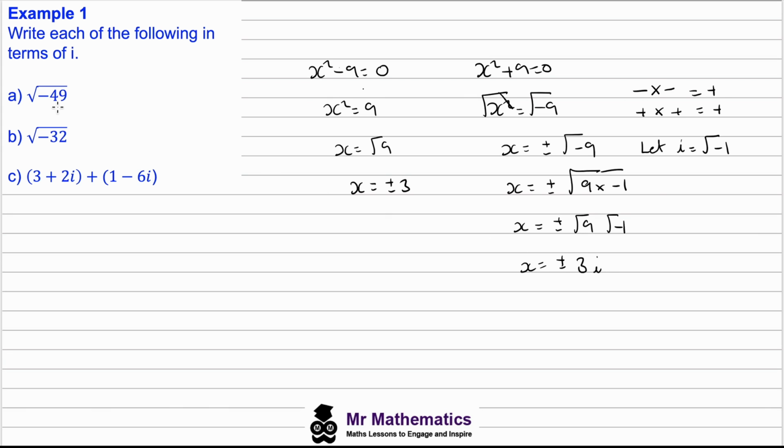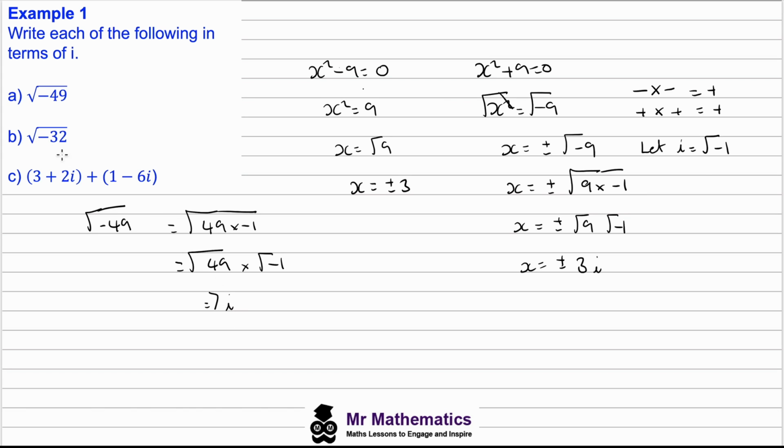If we look at example A, we've got the square root of negative 49. And we can write this using i. We can say this is the square root of 49 multiplied by negative 1. We'll split this up, so we've got the square root of 49 multiplied by the square root of negative 1. Well, the square root of 49 is 7, and we know the square root of negative 1 we're calling i. So this will be plus or minus 7i.